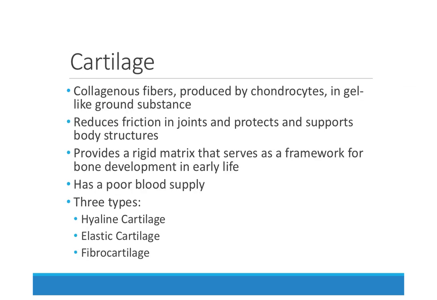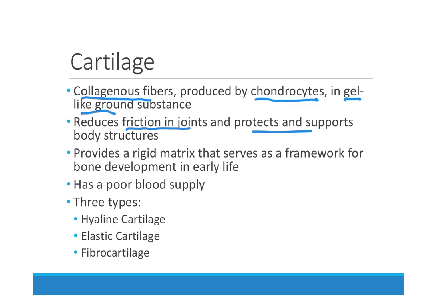Cartilage is made primarily of collagen. The collagenous fibers that are produced for cartilage are made by cells called chondrocytes, which is a comparison to fibroblasts, which is the type of cell that makes collagen for connective tissue proper. The ground substance in cartilage is more gel-like, and the 2 components of cartilage work together to reduce friction in joints, and it also provides protection and support to certain body structures.